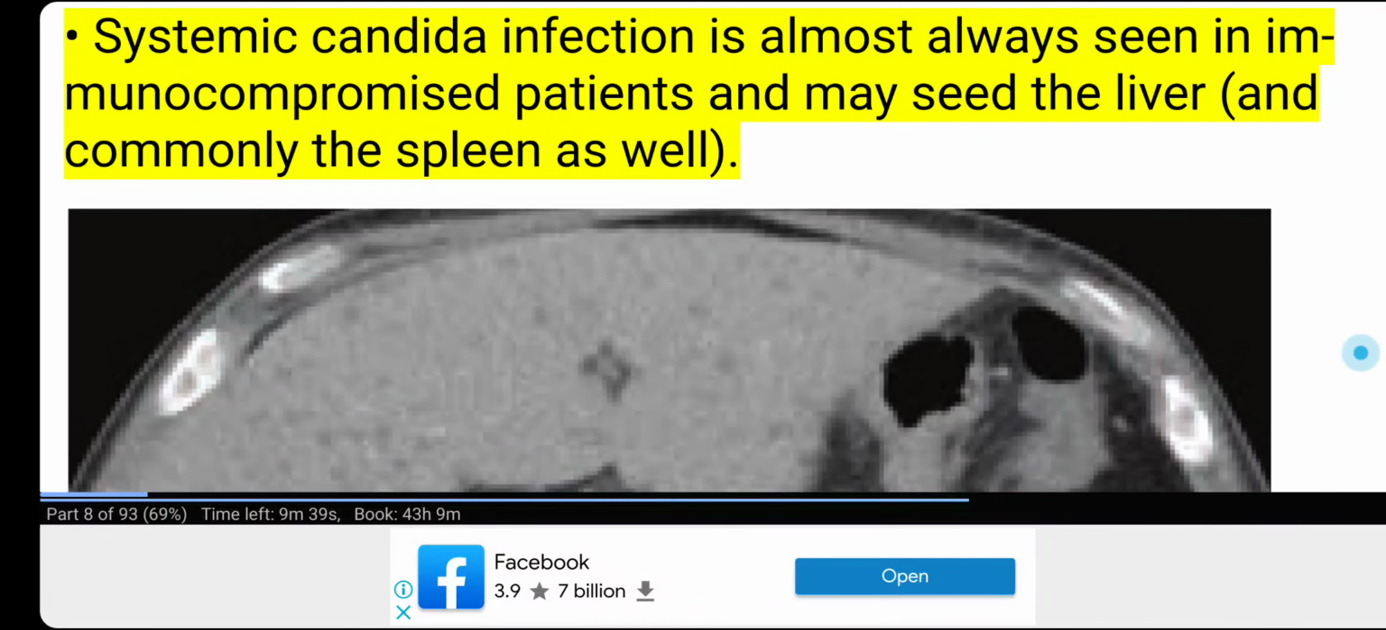Candidiasis. Systemic Candida infection is almost always seen in immunocompromised patients and may seed the liver, and commonly the spleen as well.